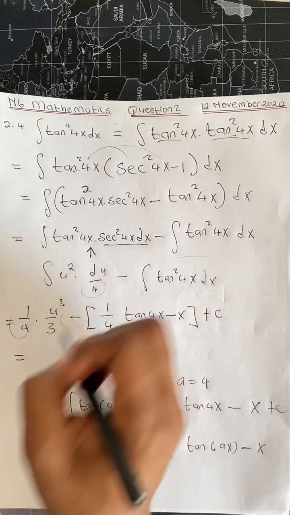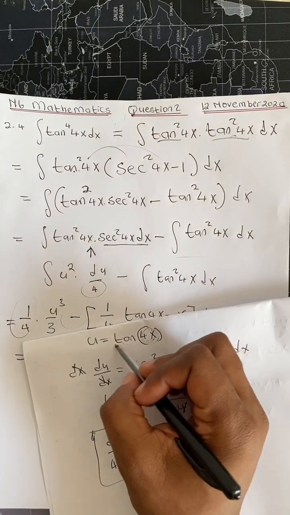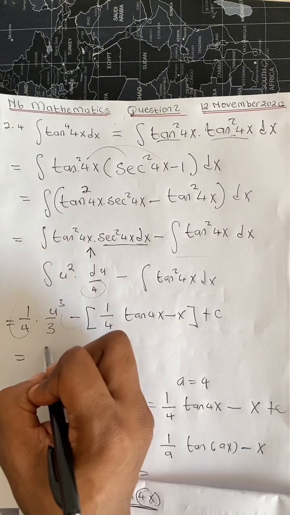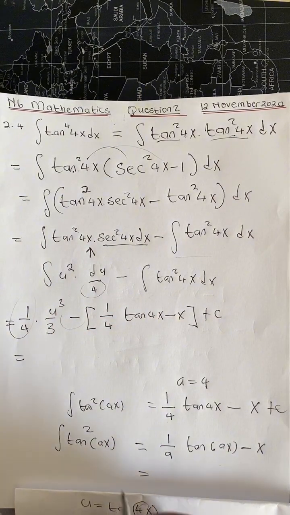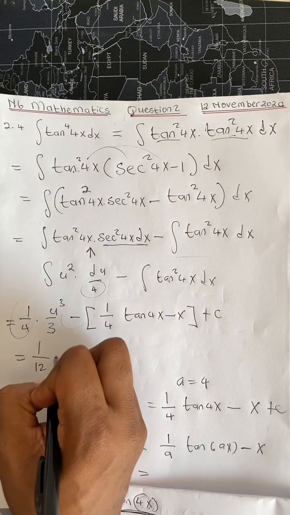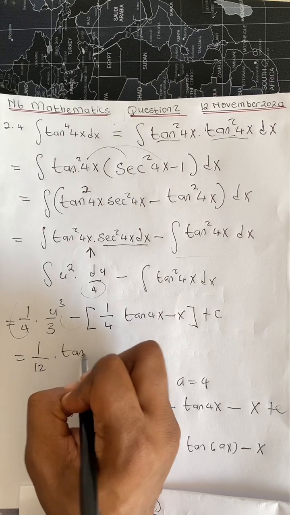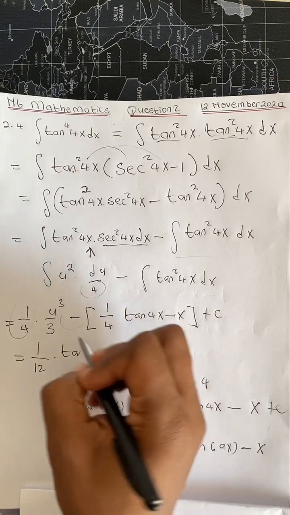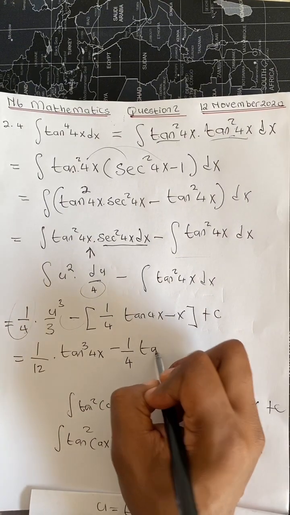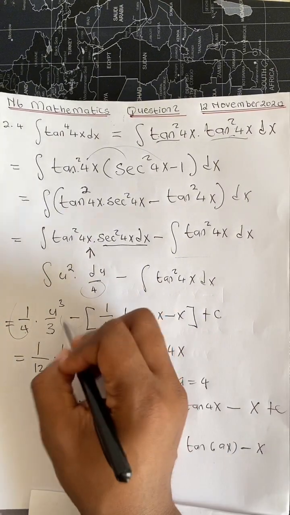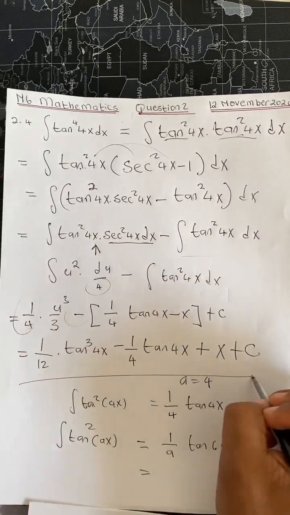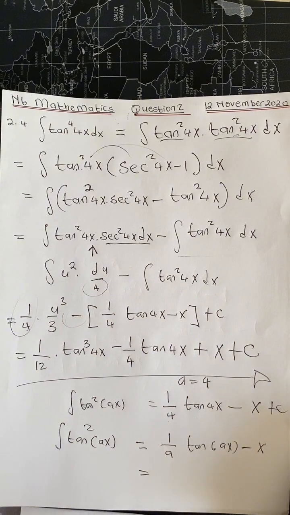In the place of the u, let's substitute back. We said that u is equal to tan 4x, so let's substitute back the tan 4x, and the denominator 4 multiplied by denominator 3 will be equal to 12, and we have tan cubed 4x. This negative multiplied by that will be negative 1 over 4 tan 4x. That negative multiplied by that negative will be positive x plus c, and this will be our answer for question 2.4.